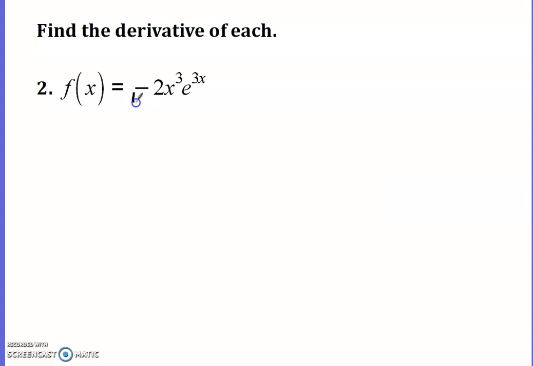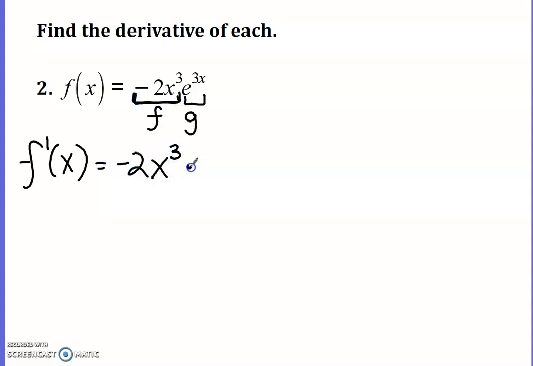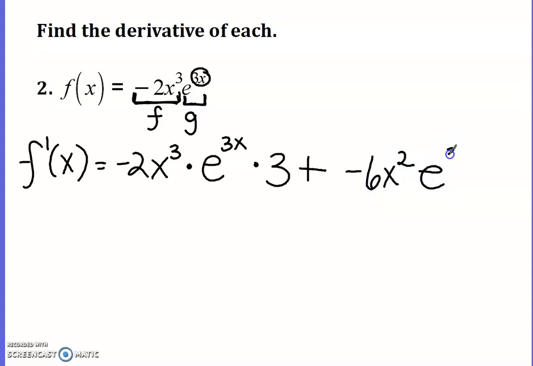Okay, number 2 is another example. So there's a function, and there's another function, another example of the product rule. So to do the derivative of this, I leave this first function as it is, and I multiply it times the derivative of the second function. So we leave e to the 3x, and then I have to multiply it by the derivative of the exponent, which is just 3. Plus, now I take the derivative of x cubed, which is -6x squared, and I multiply that by the second function.